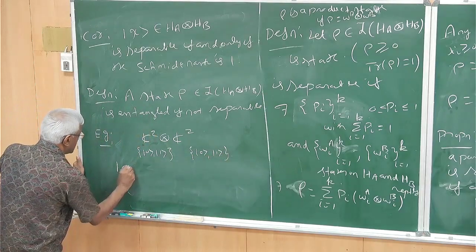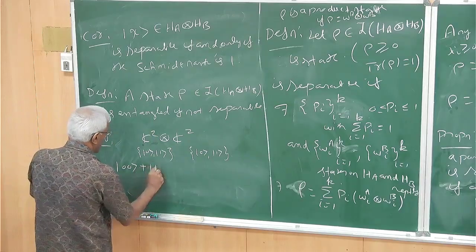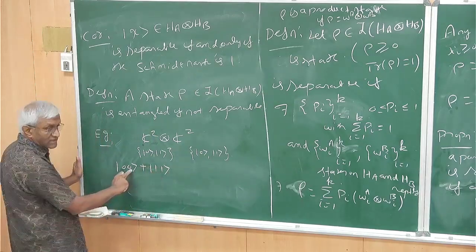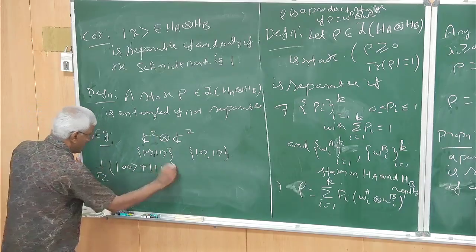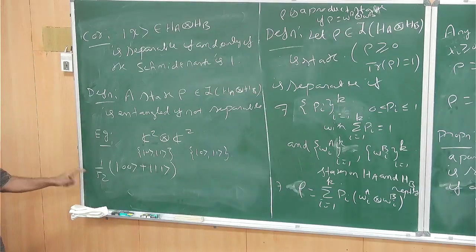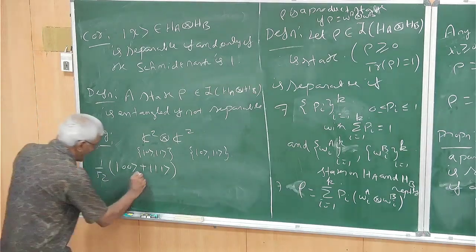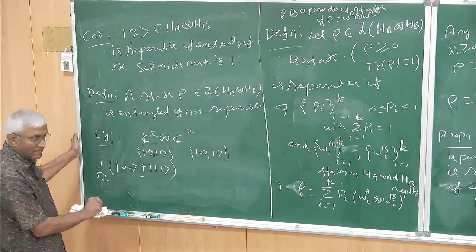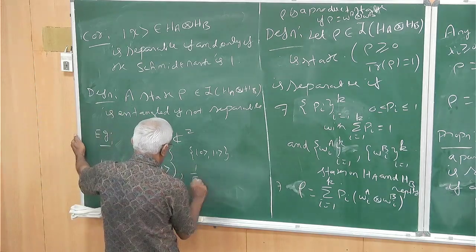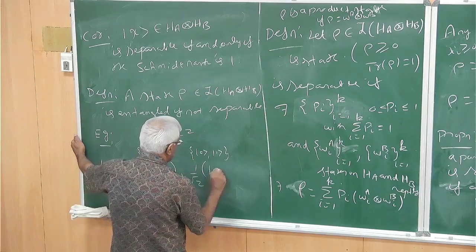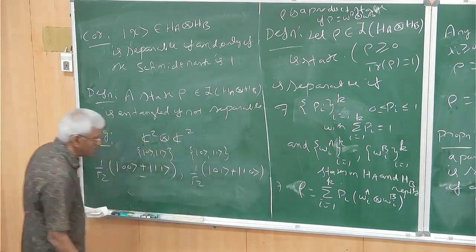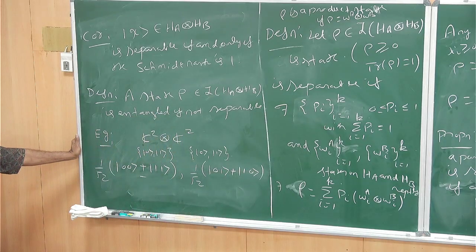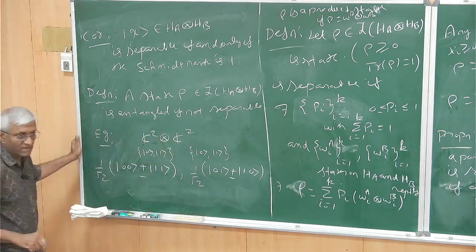Then take the vector 0 tensor 0 plus 1 tensor 1, with 1 by square root 2 to make it a unit vector. This is an entangled vector. You can put a minus sign here, and that will also be an entangled vector. The second one is 1 by root 2 times 0 tensor 1 plus 1 tensor 0. This is also an entangled vector. It just flips the 1 and 0. And you can put a minus sign, and this is also an entangled vector.